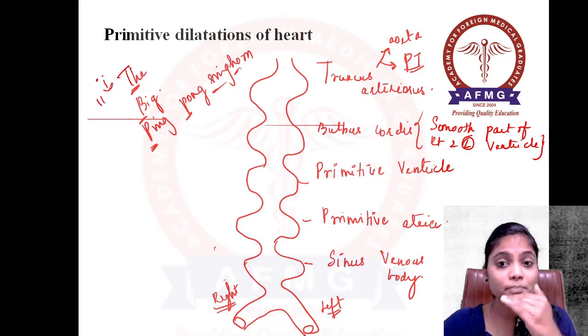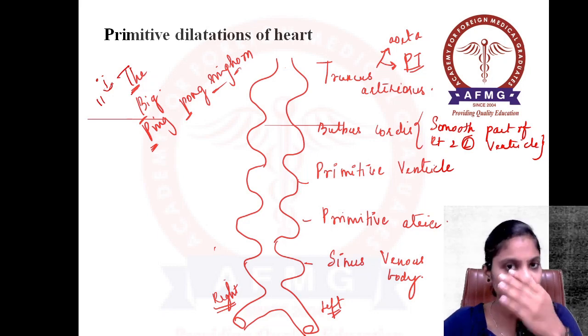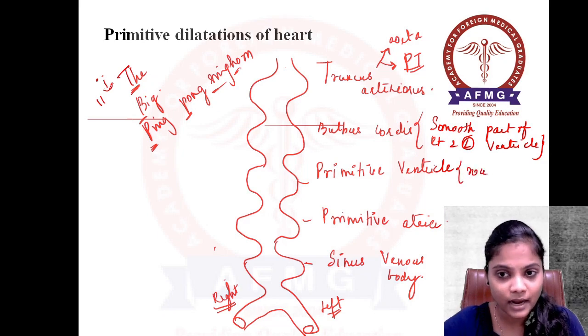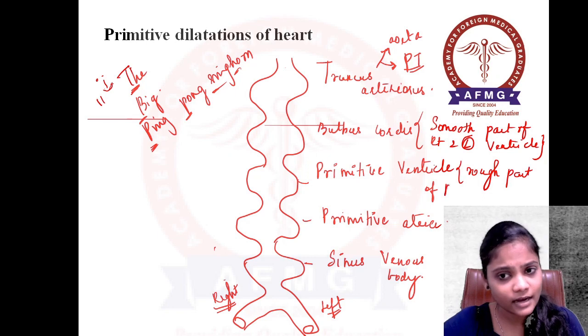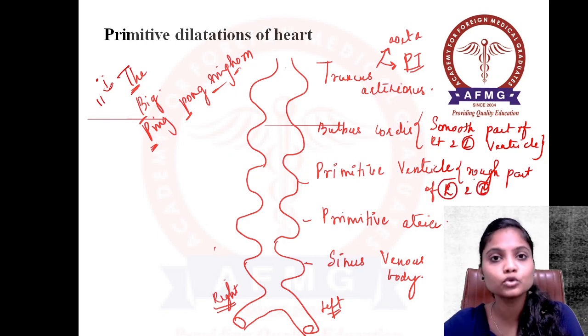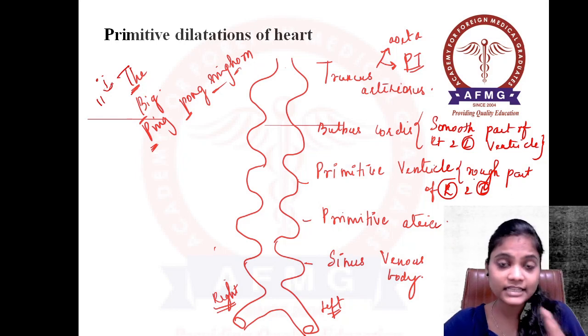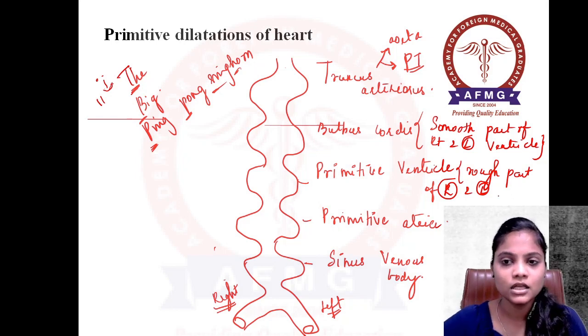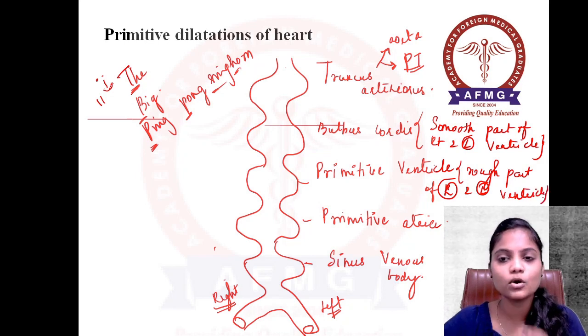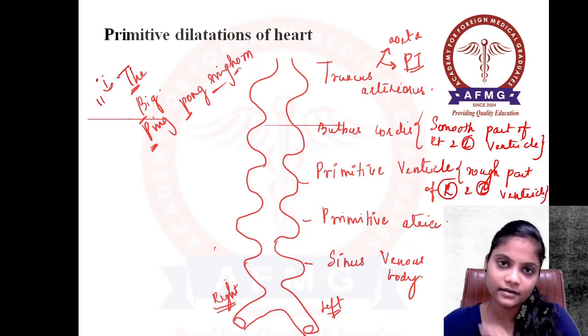Then what does our primitive ventricle give? Here the smooth part has already been given, so the next part would be the rough part. Clear? The rough part of the right and left ventricle. This is how the rough part and the smooth part form from these dilatations, or curves, of your heart. So left ventricle. This is what happens in your primitive ventricle.